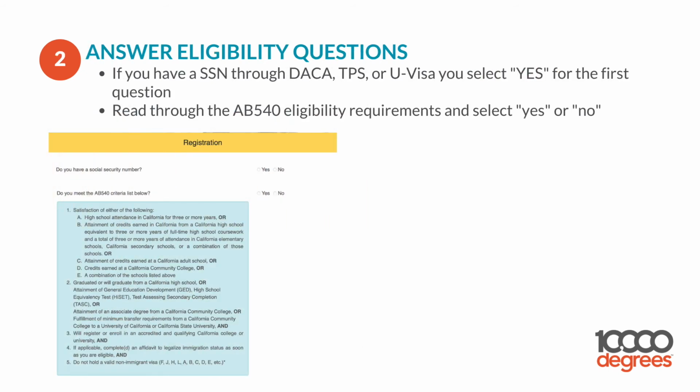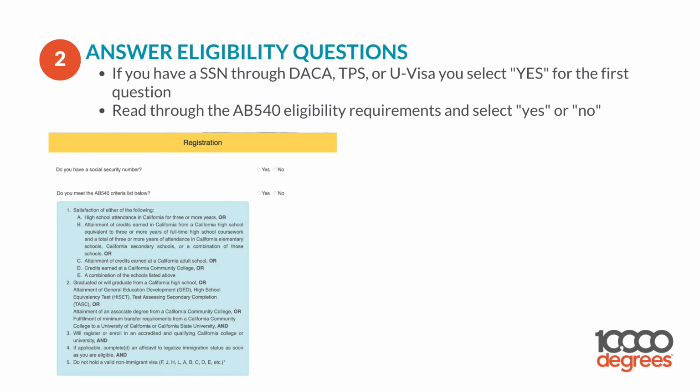For this section, there's going to be a lot of writing, but it's going to be very important for you to read through everything. The first question that's going to ask is if you have a social security number. Again, if you do not have a social security number, you will be saying no, and it will allow you to continue to read with the AB 540 criteria list. If you do have a social security number, you are able to put yes, and a follow-up question will ask if this social security is through DACA, TPS, or U visa.